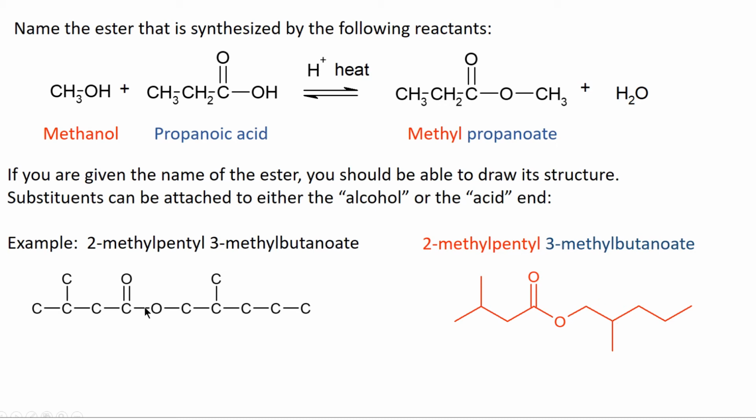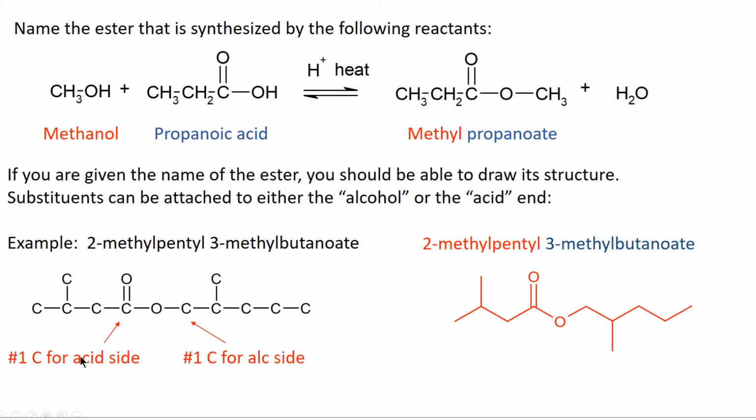Okay. I'm going to go back to looking at this side. This is our alcohol side. So that's dealing with the 2-methyl pentyl. The pentyl means there's 5 carbons coming off of the alcohol side. So 1, 2, 3, 4, 5. And then again, the carbon attached to the oxygen is going to be carbon number 1 when it comes to esters. And then 2-methyl means off of carbon number 2, we have a methyl group.